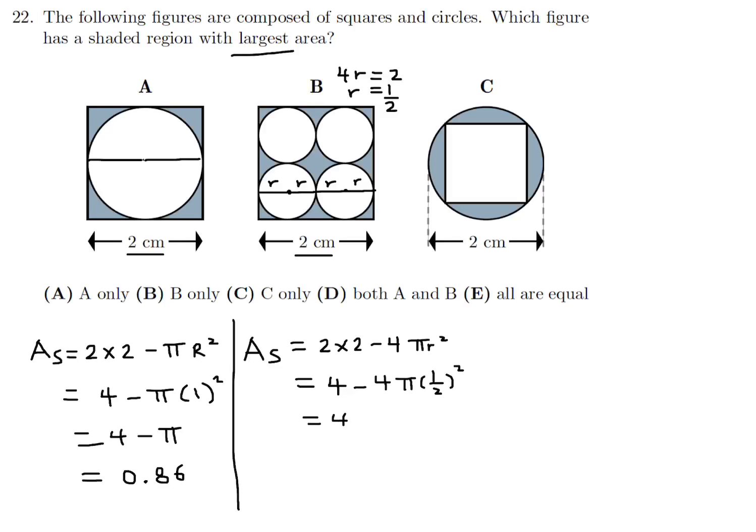So as a half is what you put in there this time. So this becomes 4 minus 4 times pi, and this is a quarter. So this again becomes 4 minus pi. And if you want in decimal, it will be 0.86, like that. All right, well, now we get to the last one. This time they're giving you 2, but it's the diameter of the circle, like that.